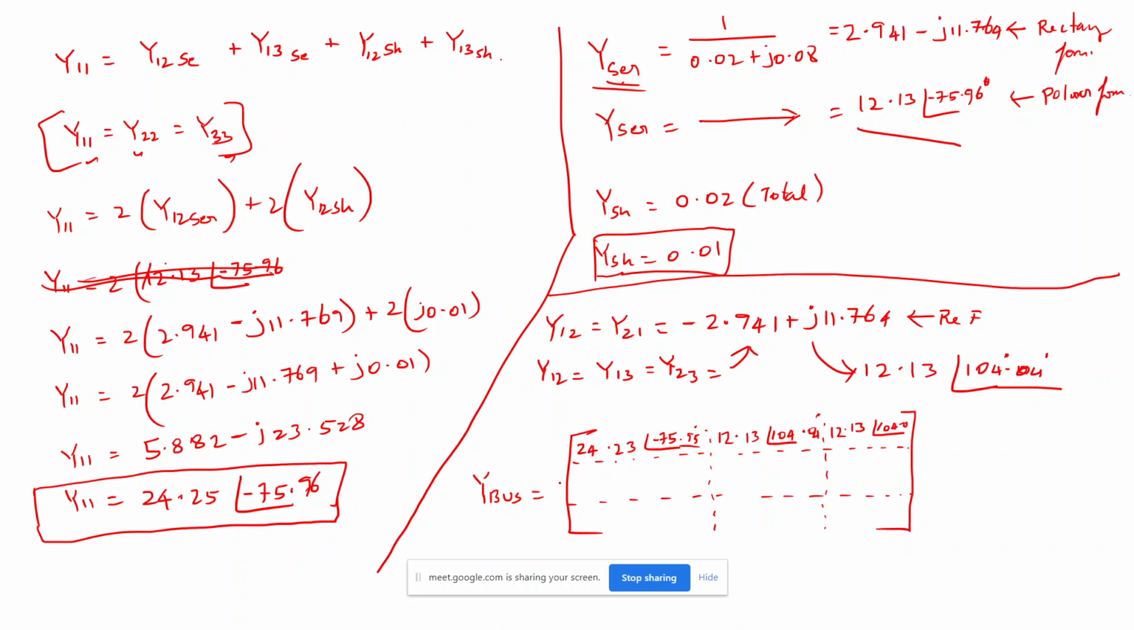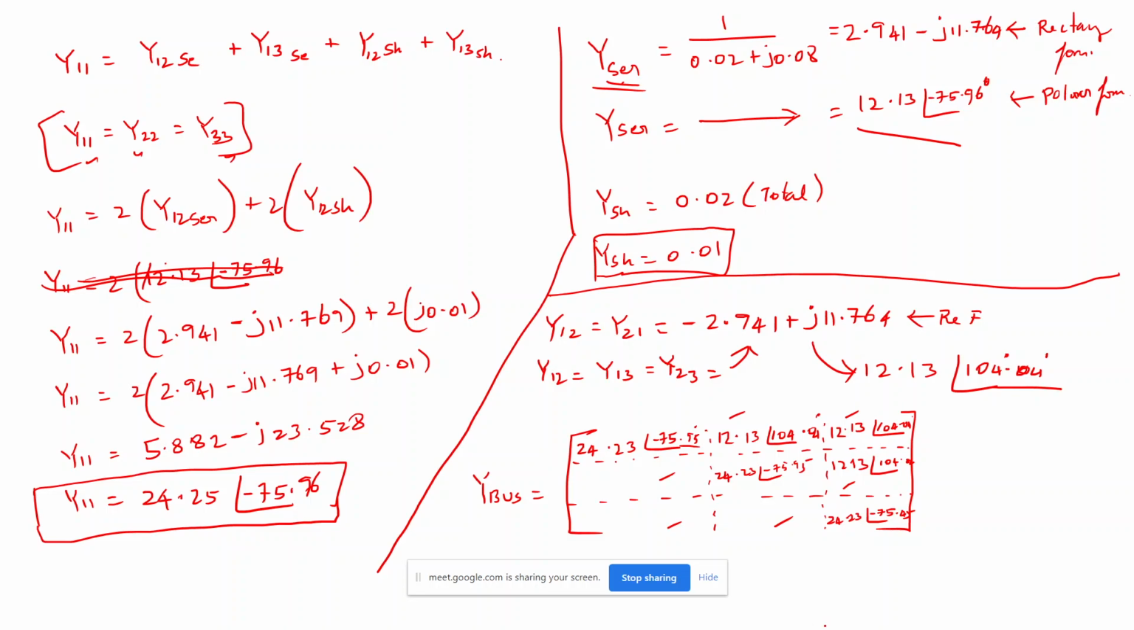104.04 degree. So all these diagonal elements will have 24.23 angle of minus 75.95, and here also it is 24.23 angle of minus 75.95, and these are the same. This and this are equal, and this and this are equal, and here 12.13 angle of 104.04, and these are equal. So we know all the non-diagonal elements are equal and diagonal elements are equal. So this is your Y bus matrix. So we completed step 2.